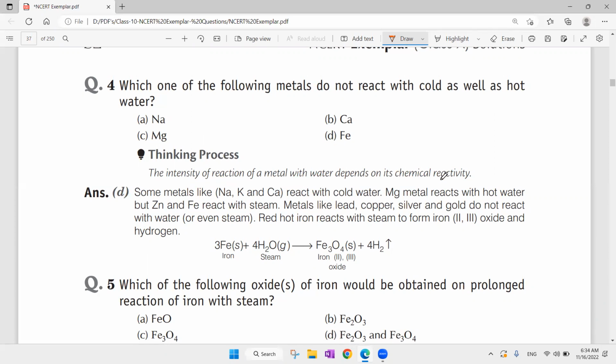Which of the following metals do not react with cold water as well as hot water? Sodium will react with cold water. Calcium also reacts with water, but not so vigorously. Magnesium also reacts with cool water. But coming to iron, it will not react with cool water and hot water. Iron only reacts with steam. The answer is D.